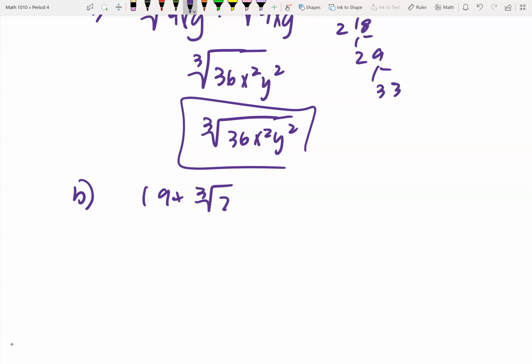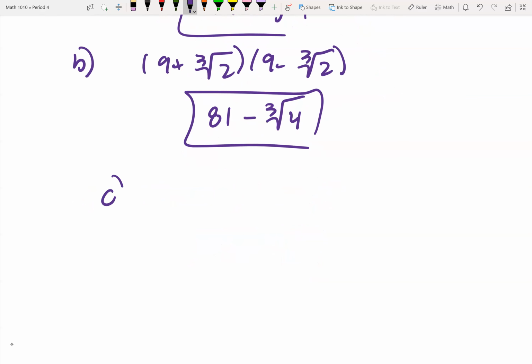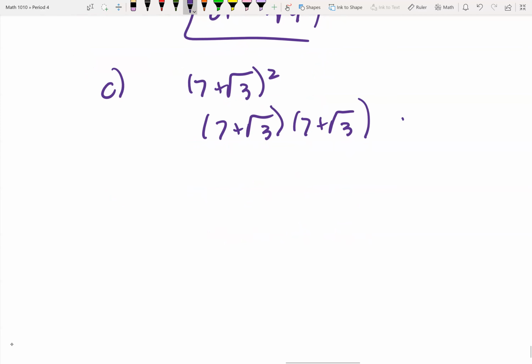I would have to FOIL this, but I just have to do the first and last terms because they're conjugates. So 9 times 9 is 81. Then positive cube root of 2 times negative cube root of 2 is negative cube root of 4, and there's nothing you can do to that. Okay, question C. 7 plus the square root of 3, squared. So I'm going to write it as 7 plus the square root of 3 times 7 plus the square root of 3. And I do have to do a full FOIL because they're not conjugates, because the signs are the same. 7 times 7 is 49. 7 times the square root of 3 is 7 square root of 3. 7 times the square root of 3 is 7 square root of 3.